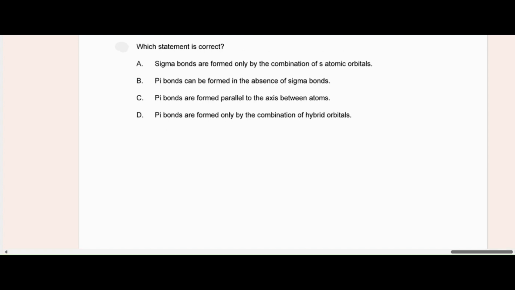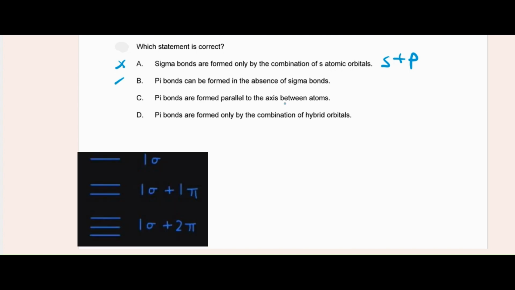Which statement is correct? Sigma bonds are formed only by the combination of s atomic orbitals. No. It's actually S and P, overlap between S and P, and that's a head-on overlap. Pi bonds can be formed in the absence of sigma bonds. No, they cannot be formed. So every single bond consists of 1 sigma bond. A double bond will be made up of 1 sigma and 1 pi. So that won't be right.